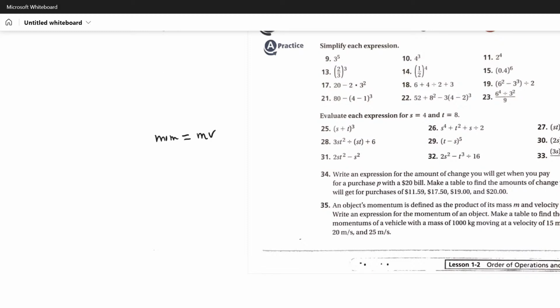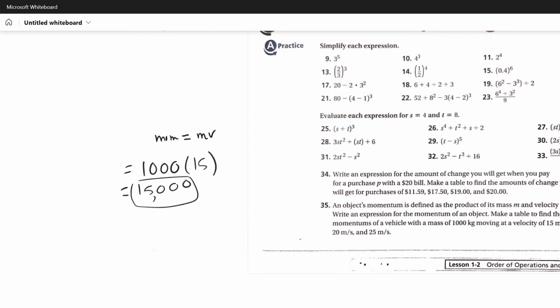So momentum is mass times velocity. So it sounds like it's a function. So we have to find the momentums of a vehicle with a mass of 1,000. So 1,000 times the velocity, which is 15, right? That's 15,000. That's pretty easy. And so there's one answer.